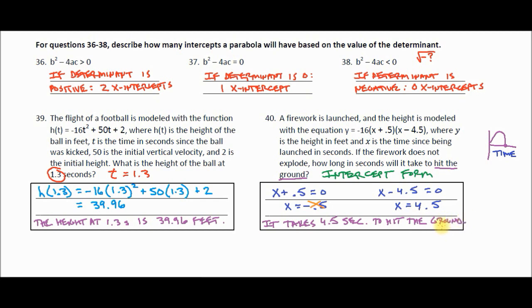So those two problems are pretty straightforward. Don't get confused again by all the words. You've got to read the question and interpret what it's telling you to find. In this case, we knew it had to hit the ground, so we knew it was going to be intercepts, and we have intercept form, so that makes intercepts very easy. All right, that's the end of 40. We'll start the next video at question number 41.